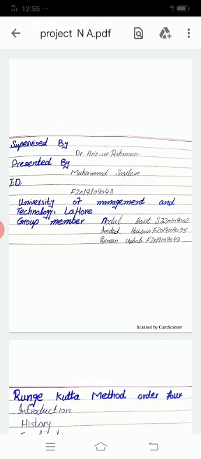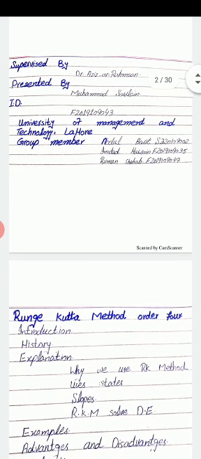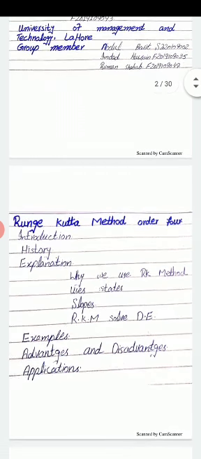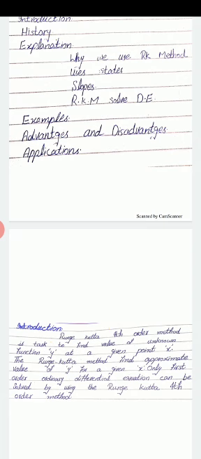Today we will discuss the Runge-Kutta method of order 4. First of all, let me introduce my topic and its contents. The contents of my topic are: introduction, history, then explanation, and other parts of explanation which are why we use the RK method, uses, and slopes, and last one is how the RK method solves a differential equation. Then we will discuss an example of the Runge-Kutta method of order 4, then advantages and disadvantages, and then applications. First of all, we will discuss the introduction of the Runge-Kutta method of order 4.